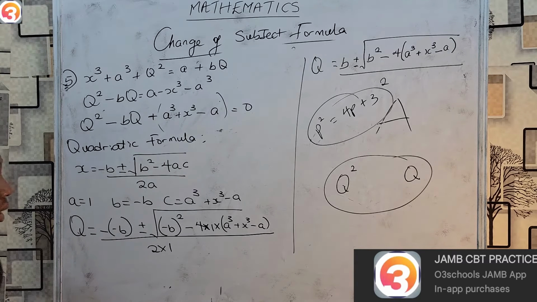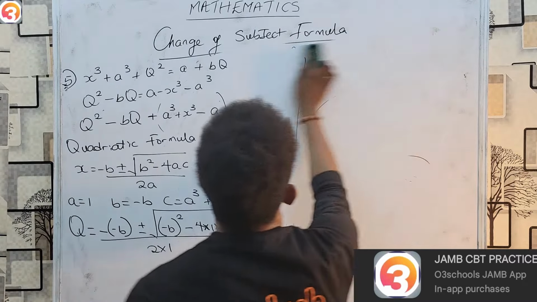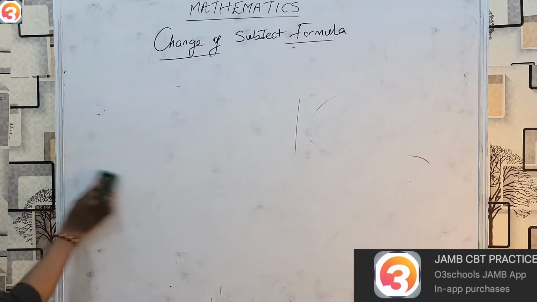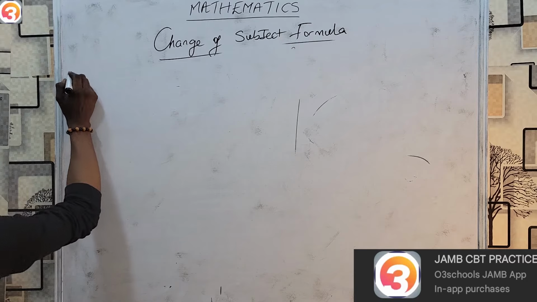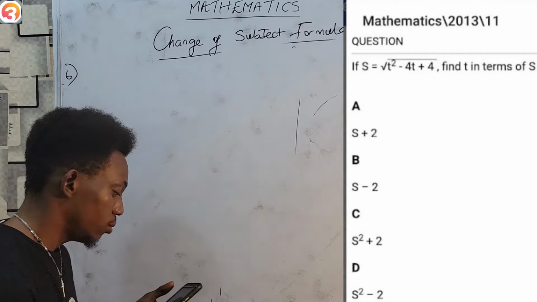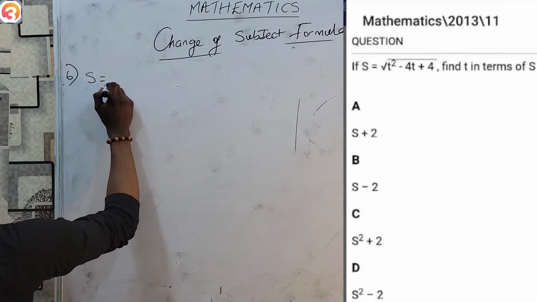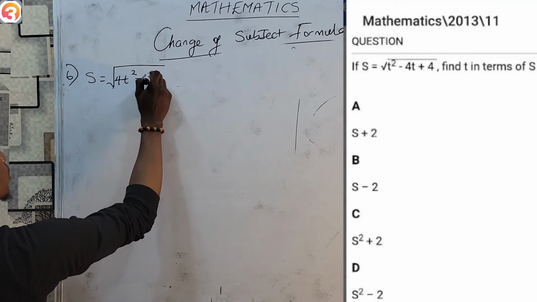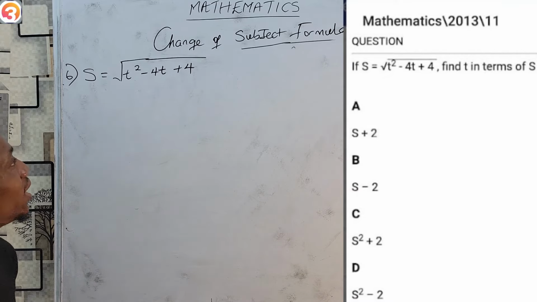And we shall simply take one last question and we shall call it a day on this topic of change of subject of formula. Okay, in this case, this question is from 2013 and it is number 11. 2013, number 11. So let's see. This one says if s equals the square root of 4t squared minus 4t plus 4. We have to find t in terms of s.